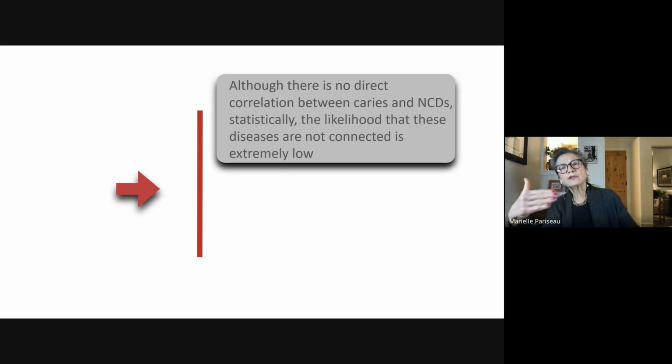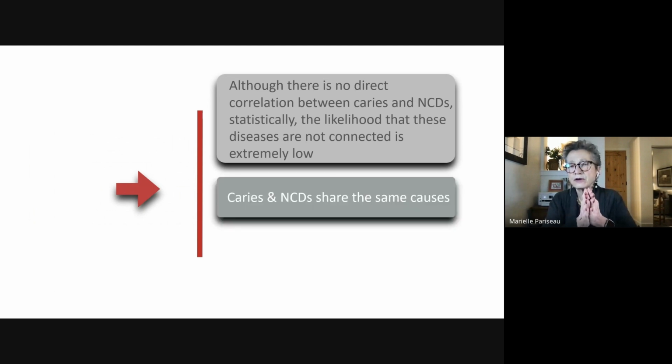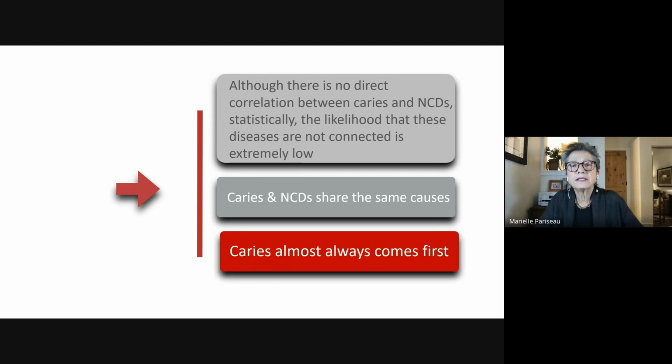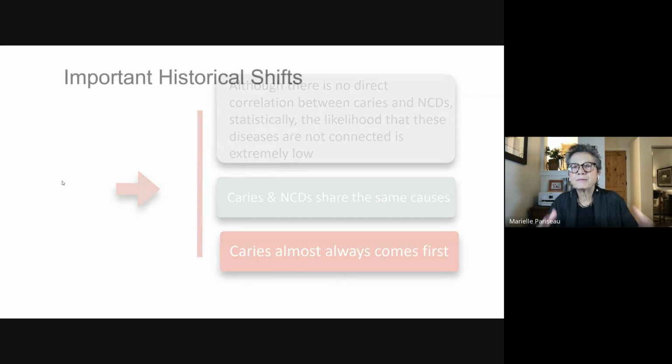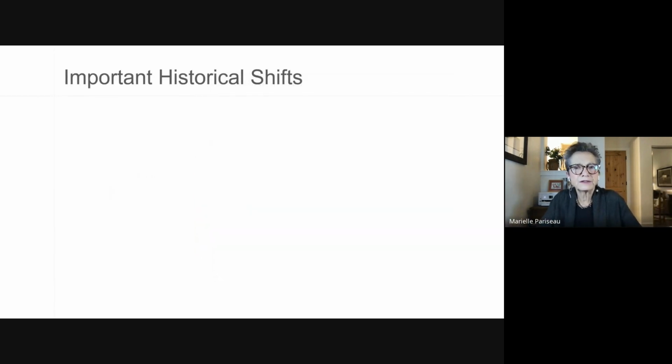And I want you to consider this as well. Although there is no direct correlation between caries and non-communicable diseases, statistically, the likelihood that these diseases are not connected is extremely low. And caries and non-communicable diseases share the same causes. In addition, caries almost comes first. And let's have a look at some proofs along historical shifts that show that this works.